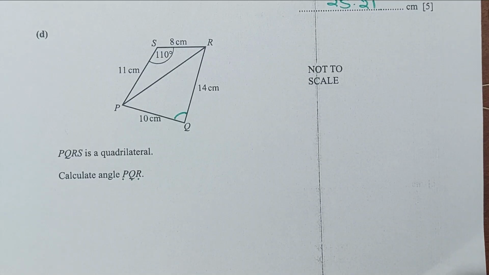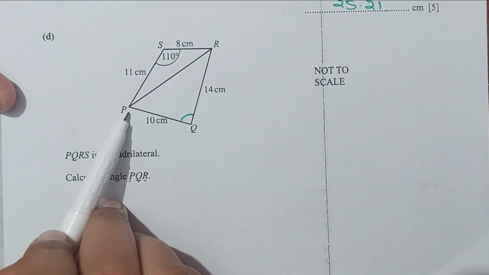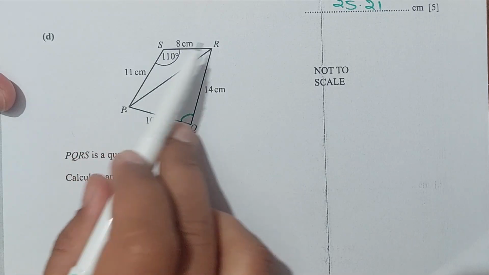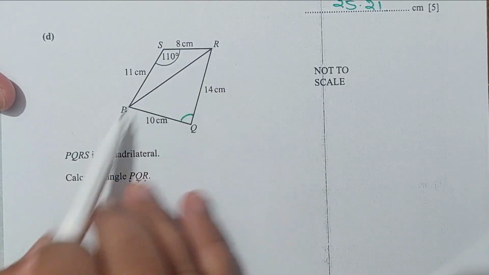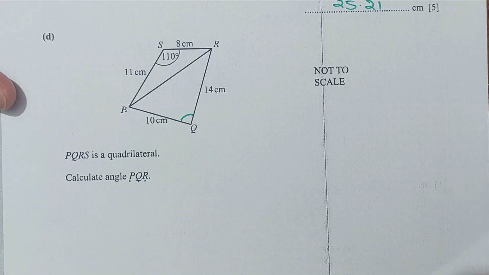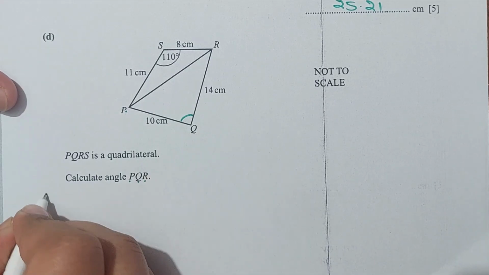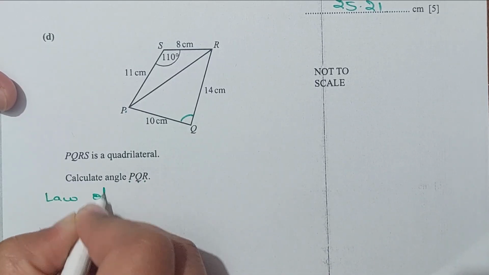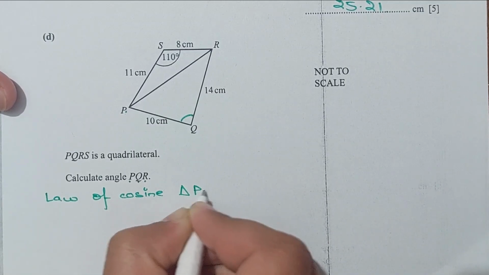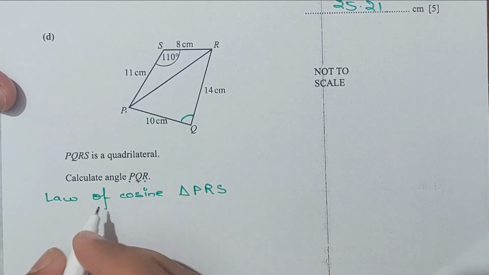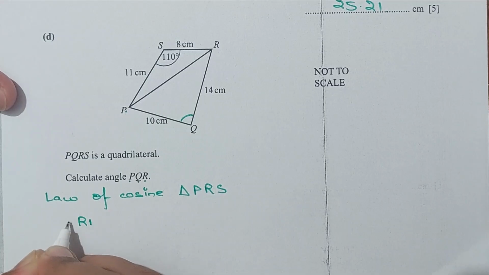one angle is given. If I consider this triangle PRS, we have two sides and the angle between them. Let me solve for the front side of the angle by using the law of cosine. Applying the law of cosine on triangle PRS. Let me solve for PR.